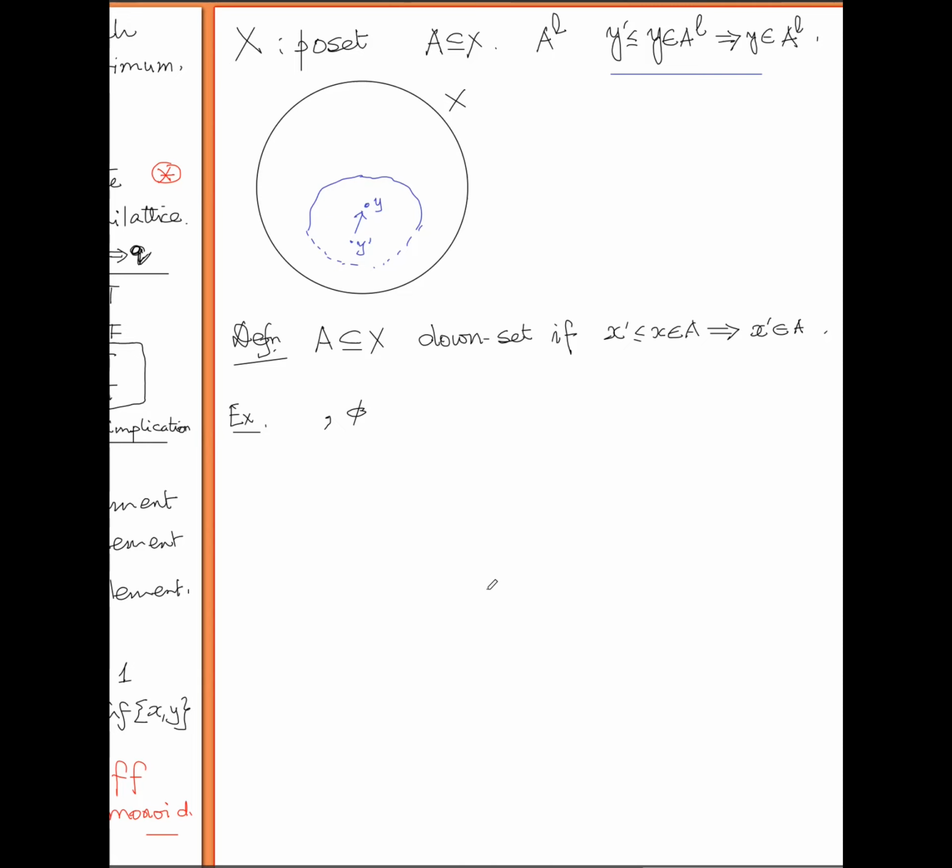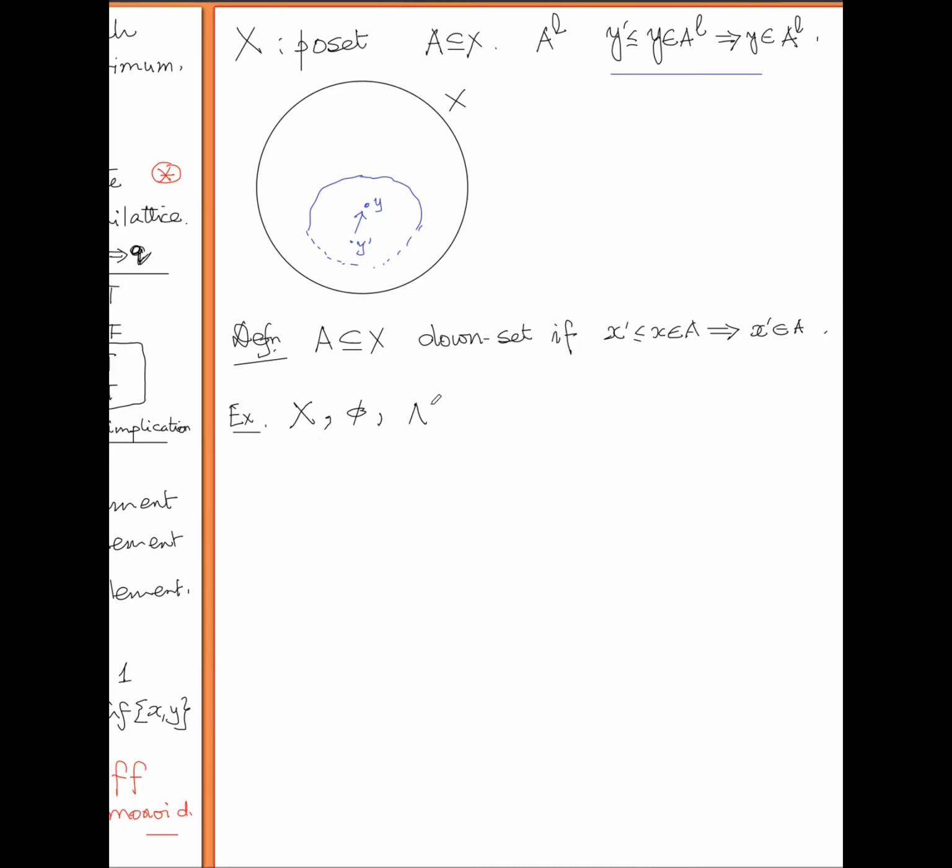Do the most obvious thing. The lower bounds of a set, yes, you're right. But the set capital X itself. Yes, the set capital X itself. Correct. So that's why I thought this could have been the first example. If I replace A by X, this is obviously true. So X is a downset, the empty set is a downset.